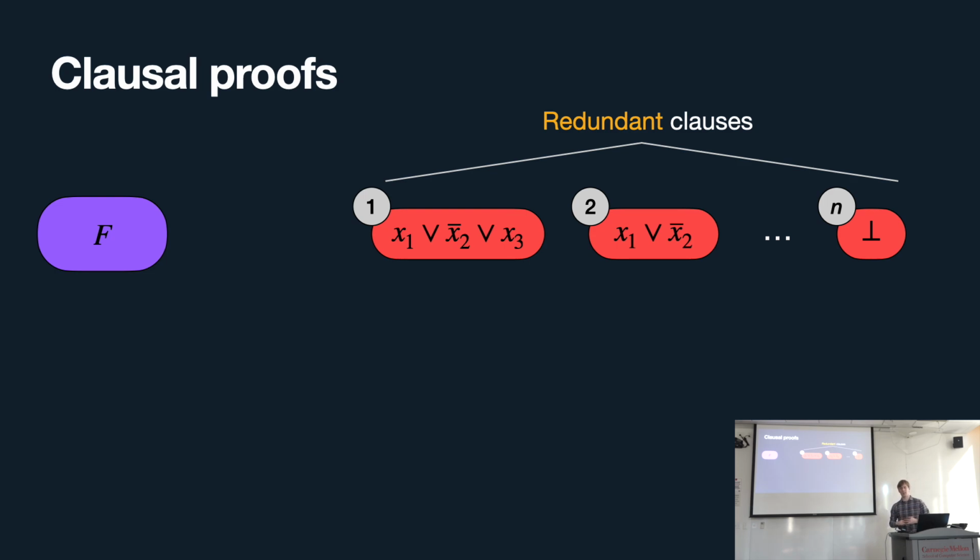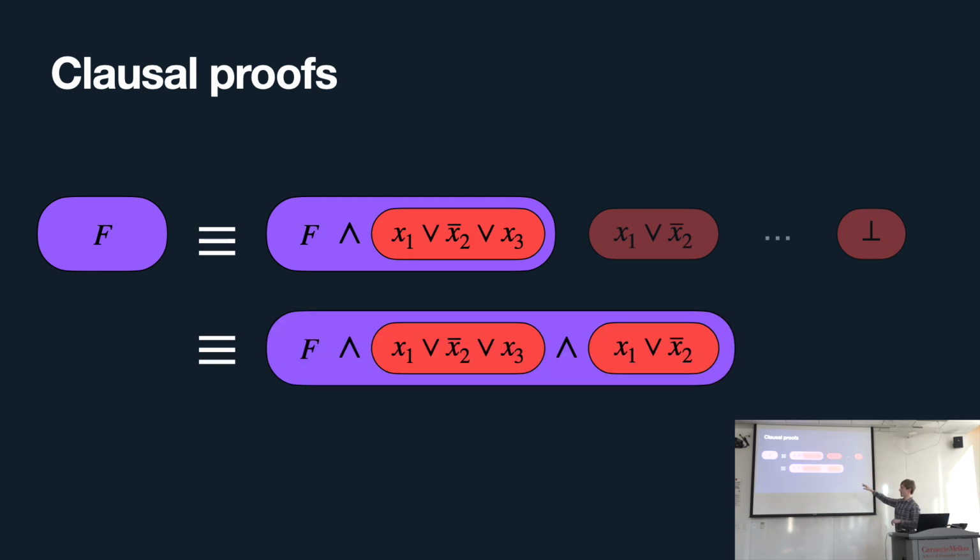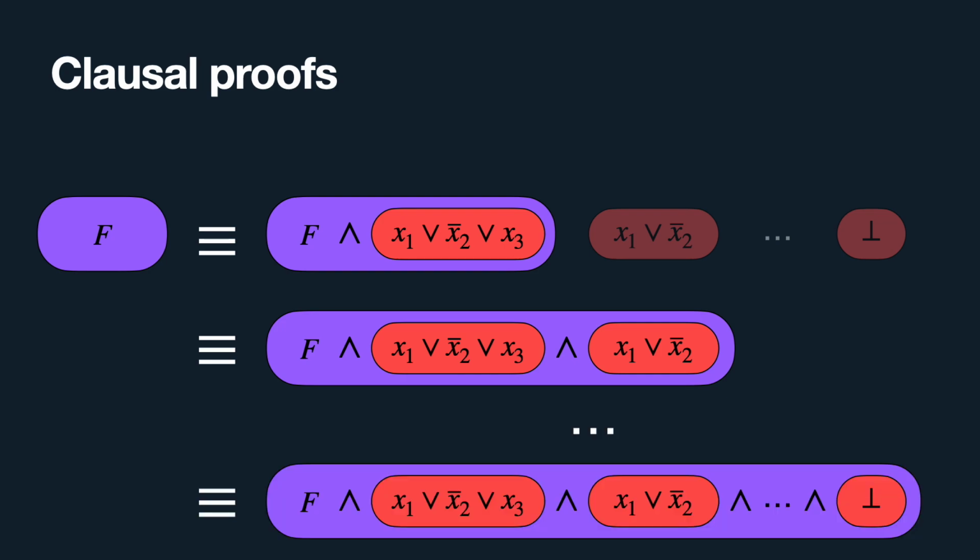DRAT, DPR, and DSR are all clausal proof systems, which means that the way we go about adding clauses is slightly different. Instead, we add redundant clauses. And these clauses are clauses that do not affect the satisfiability of the formula when added. In other words, F and C are equisatisfiable. So the way that these proofs are structured is you have a list of these clauses that you'd like to add in order, and the hope is that the last clause is the empty clause. First, you show that F is equisatisfiable to F and the first clause, and then you show that that formula is equisatisfiable to that plus the second clause, and so on until you've added the empty clause.